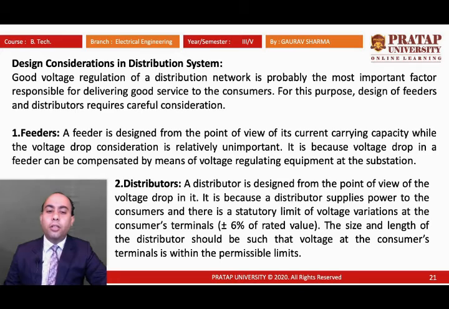This is because a distributor supplies power to the consumer, and there is a statutory limit of voltage variation at the consumer terminals, say 6% of the rated value. The size and length of the distributor should be such that the voltage at the consumer terminal is within the permissible limit.